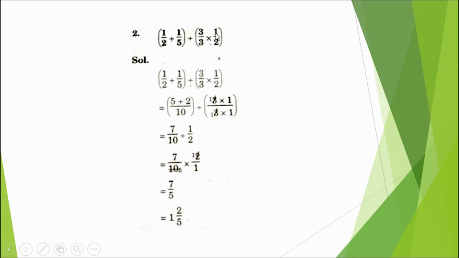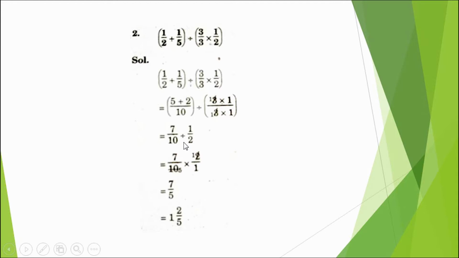Now question number 2: 1 over 2 plus 1 over 5 dividing by 3 over 3 multiply 1 over 2. Now we take LCM. LCM of 2 and 5 is 10, 2 5s are 10, 5 1s are 5 and 2 1s are 2. Now divide 3 multiply 1 and 3 multiply 2. Now answer will be 3 cutting, 3 1s are 3, 3 1s are 3 and 2 comes as it is.